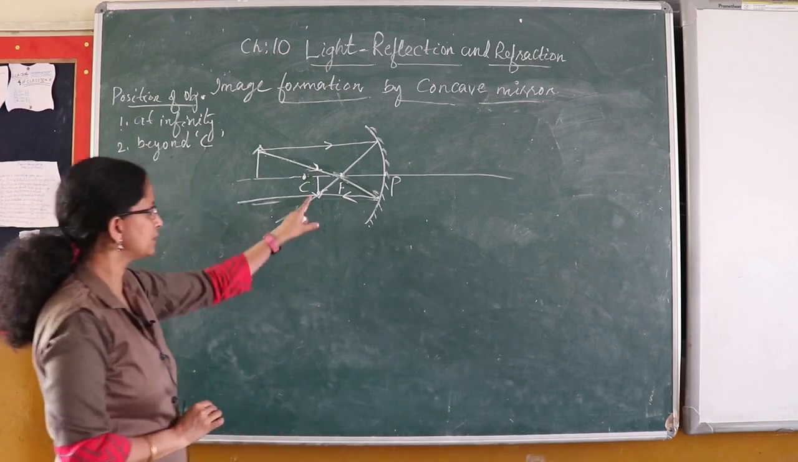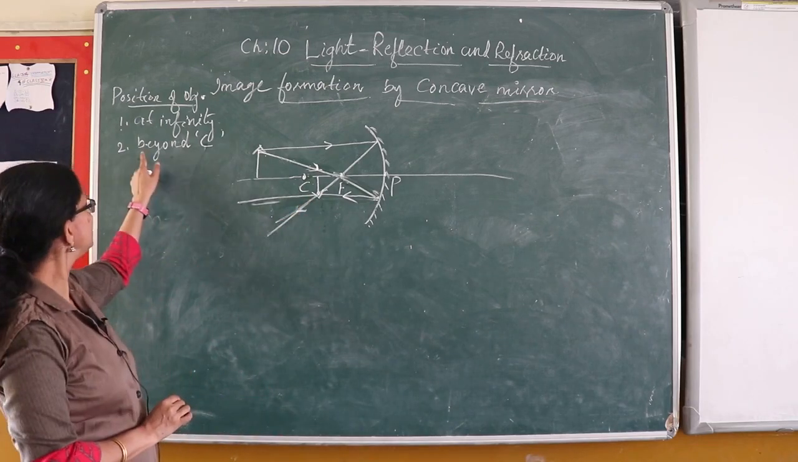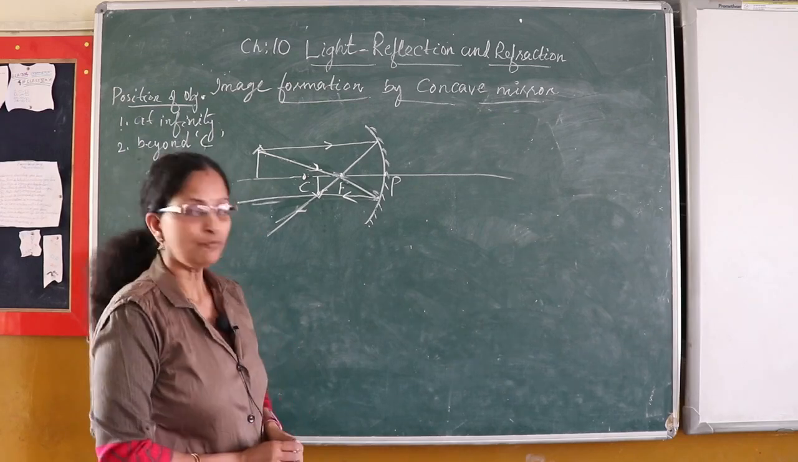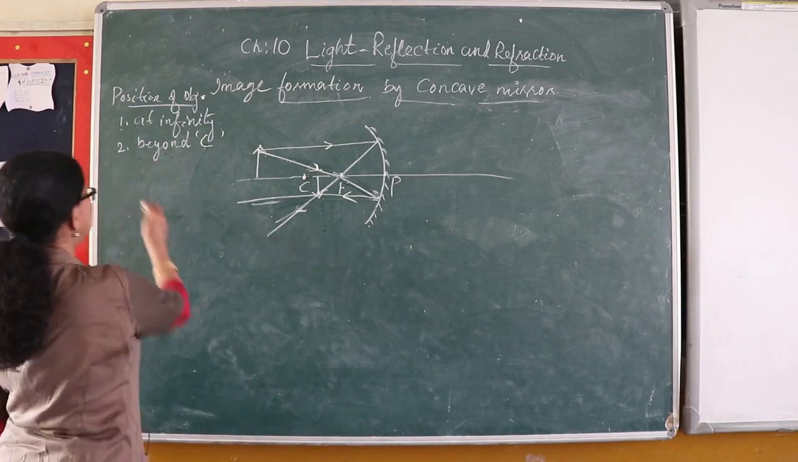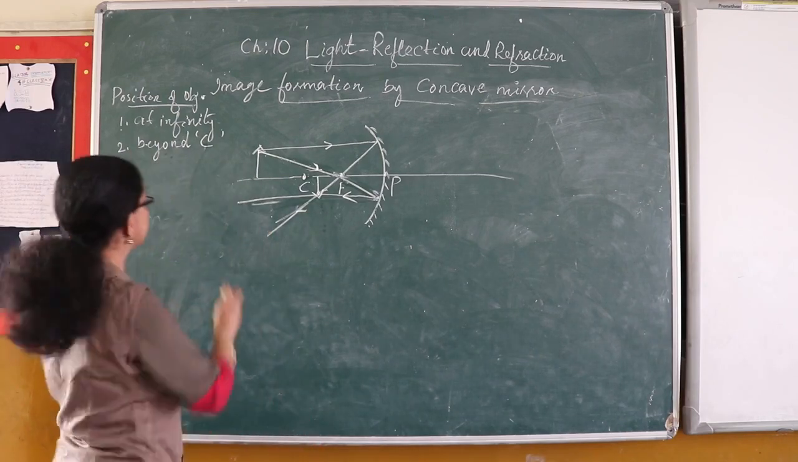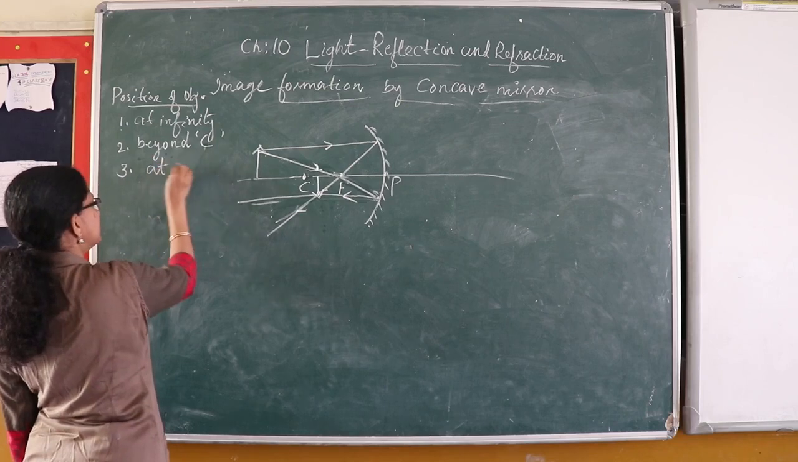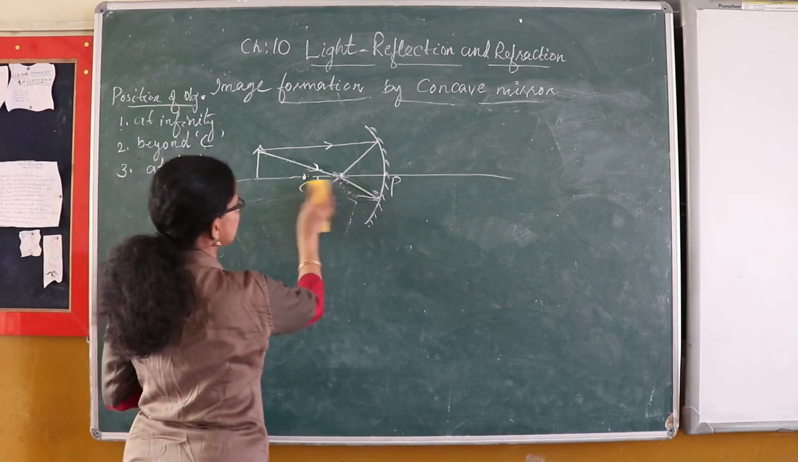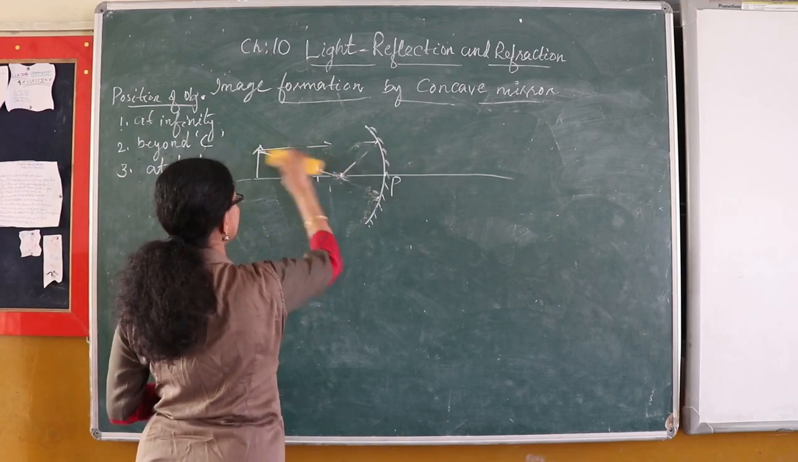These are the characteristics of the image formed when the object is kept beyond C, that is, the center of curvature. Now the third situation is when the object is kept at the center of curvature, at C. Now we can see in this case how the image is formed.